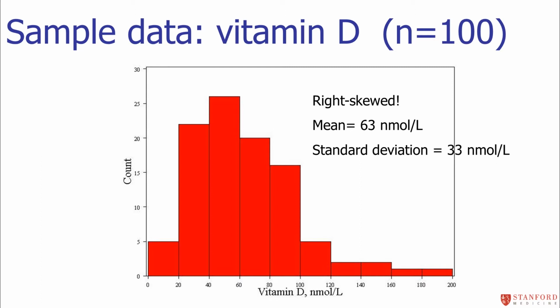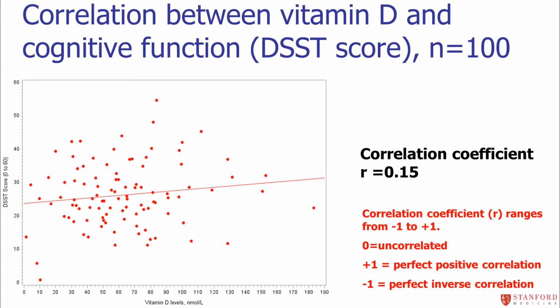and the standard deviation was 33 nanomoles per liter. Here's a graph showing the correlation between the vitamin D levels and this cognitive test, the DSST score. Higher values on that cognitive test mean better cognitive function. You can see that there's a small, very weak positive correlation between vitamin D levels and cognitive score. I built this into my made-up data, a very small, weak correlation here. You can actually calculate a statistic that quantifies that correlation. It's called the correlation coefficient, and it comes out here to be a value of 0.15.